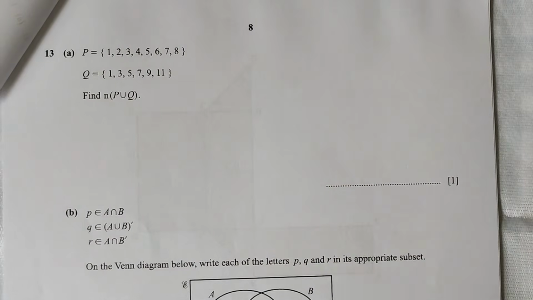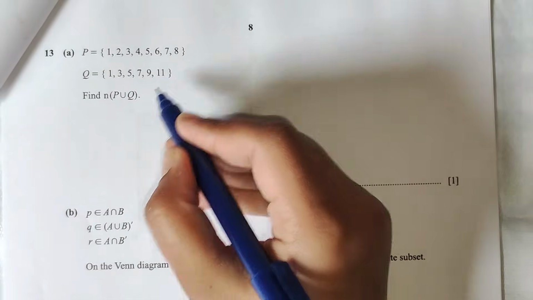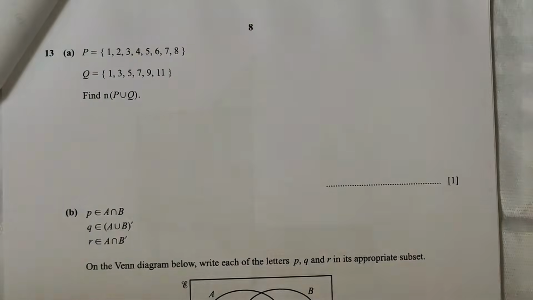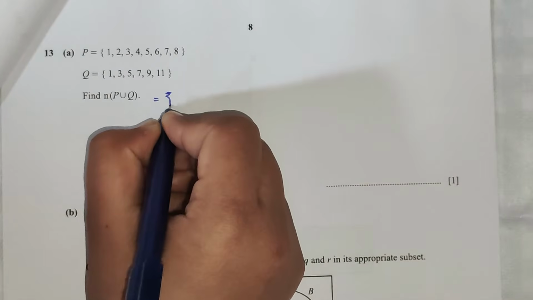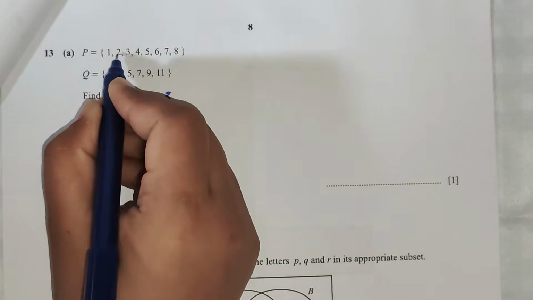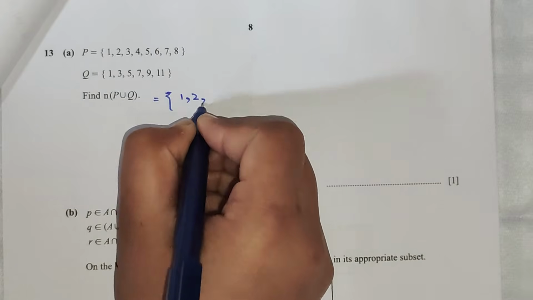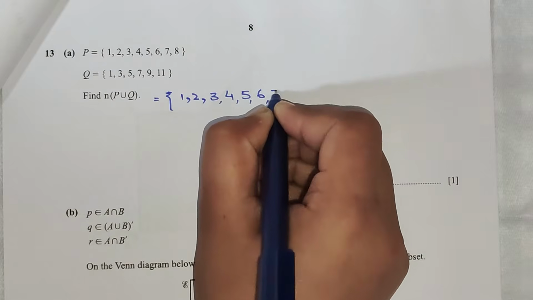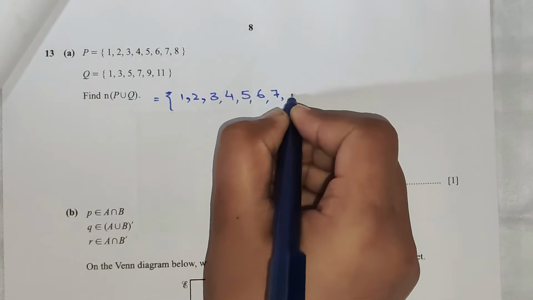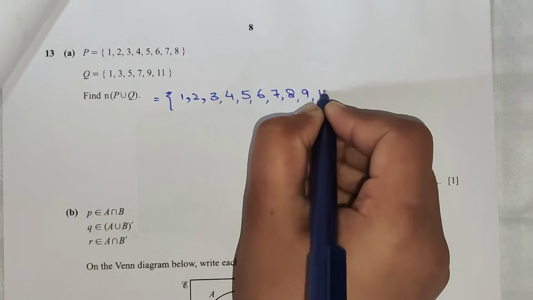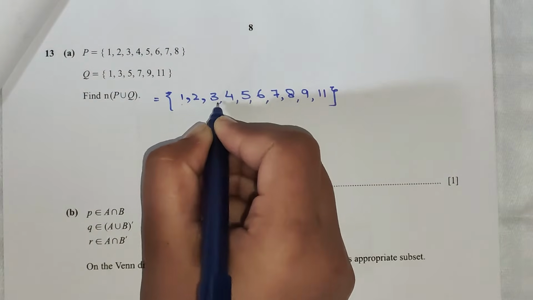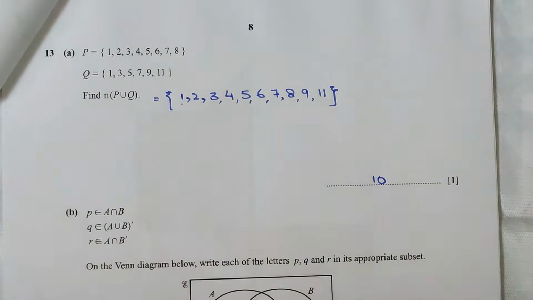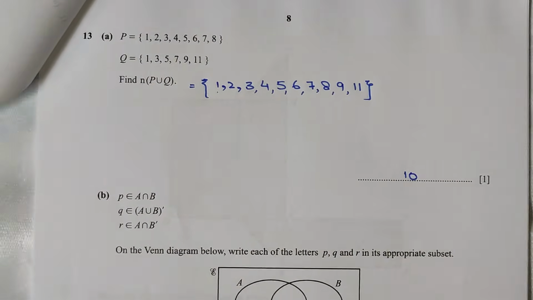Question number 13a, we have been given a set P and a set Q. We need to find the number of P union Q. So first we need to find what is P union Q. P union Q is basically 1, 2, 3, 4, 5, 6, 7, and then 8, 9, and 11. So how many of them? 1, 2, 3, 4, 5, 6, 7, 8, 9, 10. So total are 10. The number of P union Q would be 10.